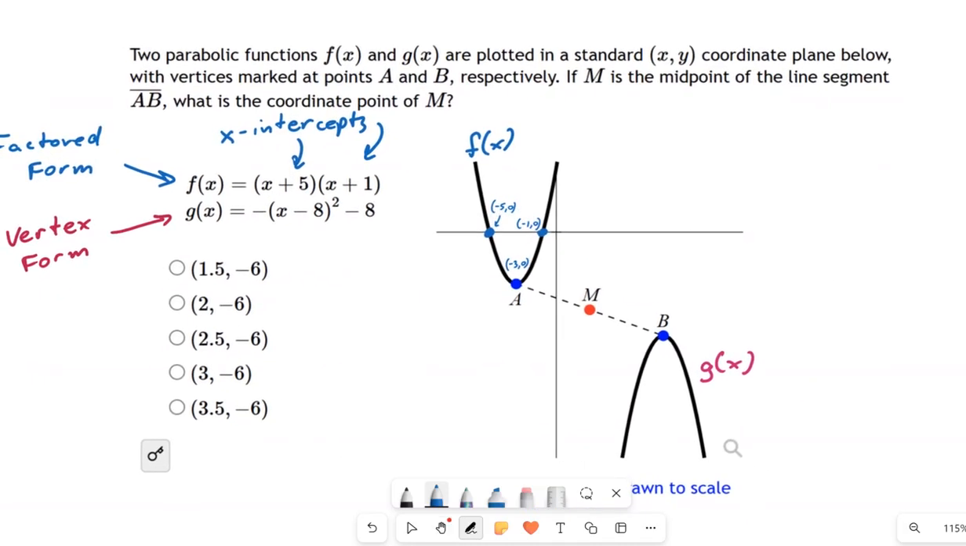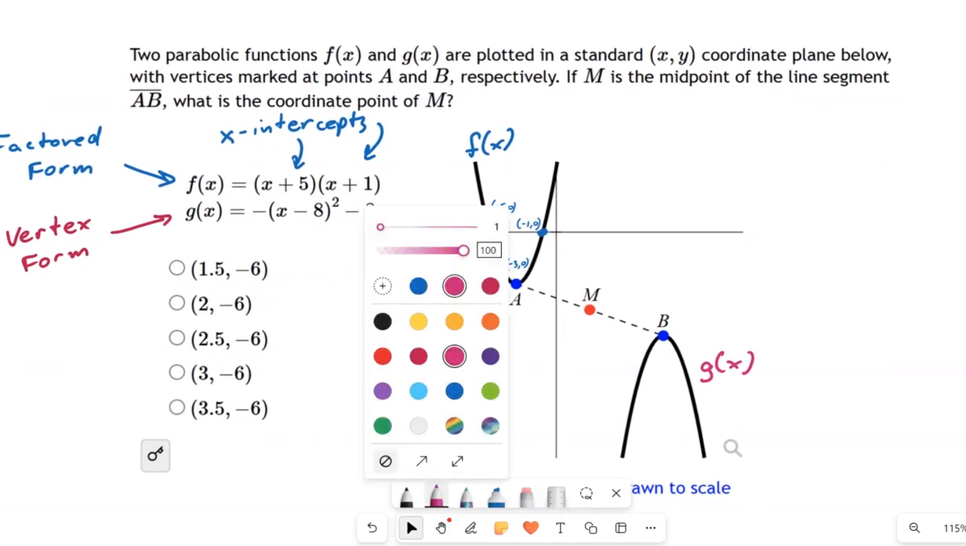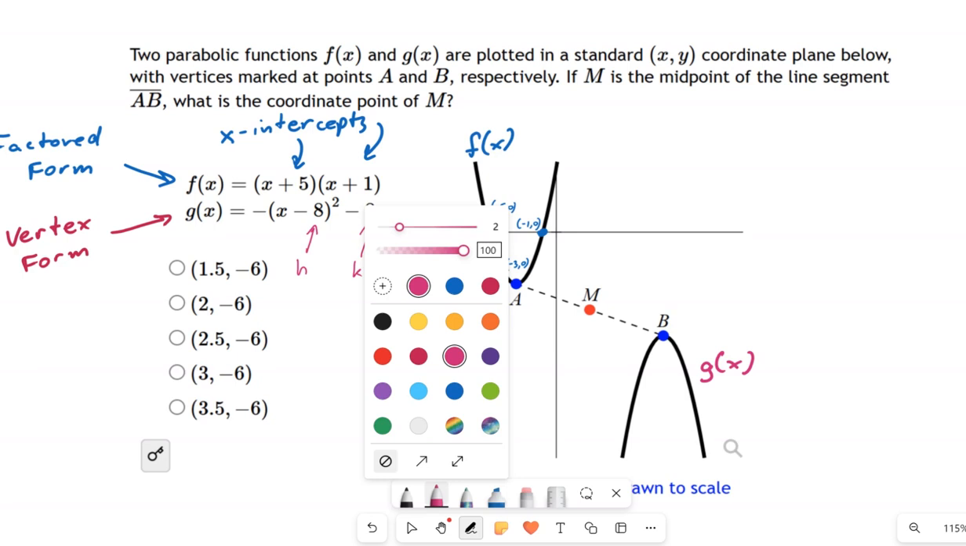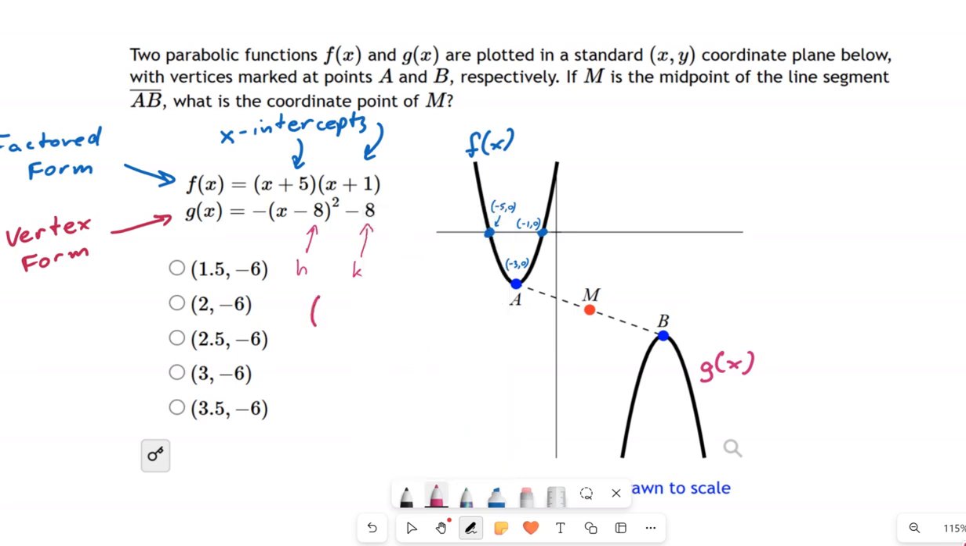Now, the next useful bit of information is from the vertex form equation. And in there, if you understand what vertex form is, you'll remember that that right there is h, and that right there is k. Okay, now what does that mean? Well, the vertex is located at h, comma k. So that means B is located at 8, comma negative 8 in this picture.